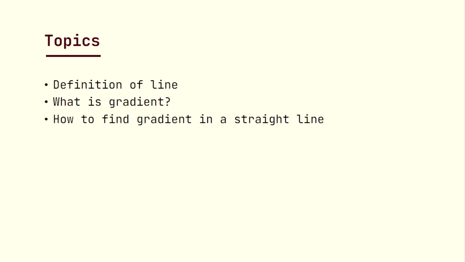Now, how do we find the gradient of a straight line graph? It is often useful or necessary to find out what the gradient of a graph is. For a straight line graph, pick 2 points on the graph. The gradient of the line equals the change in y coordinate divided by the change in x coordinate. After we know the definition of a line, the definition of a gradient, and how to find the gradient of a line, we will answer some questions about lines and gradients. Okay, let's go and answer some questions.